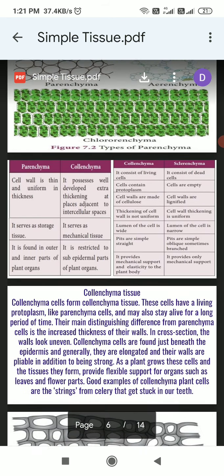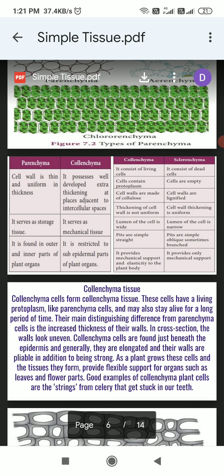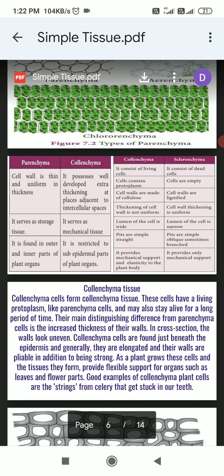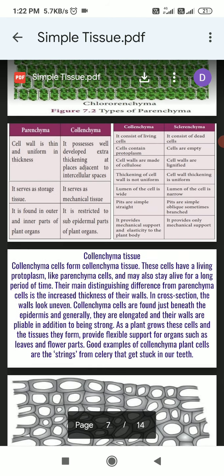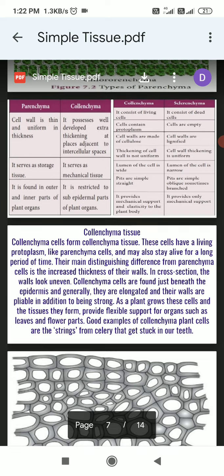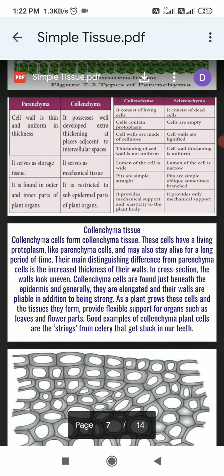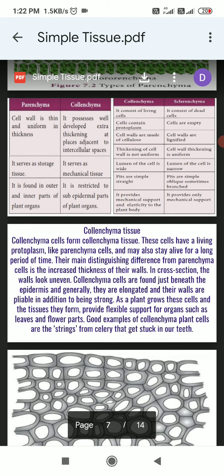Next, here are some basic differences between parenchyma and collenchyma. Parenchyma has cell walls which are thin and uniform in thickness, while collenchyma possesses well developed extra thickening adjacent to intercellular spaces. Likewise, parenchyma serves as a storage tissue, but collenchyma serves as a mechanical tissue. Parenchyma is found in outer and inner parts of the plant organs, while collenchyma is restricted to subepidermal parts of the plant organ.